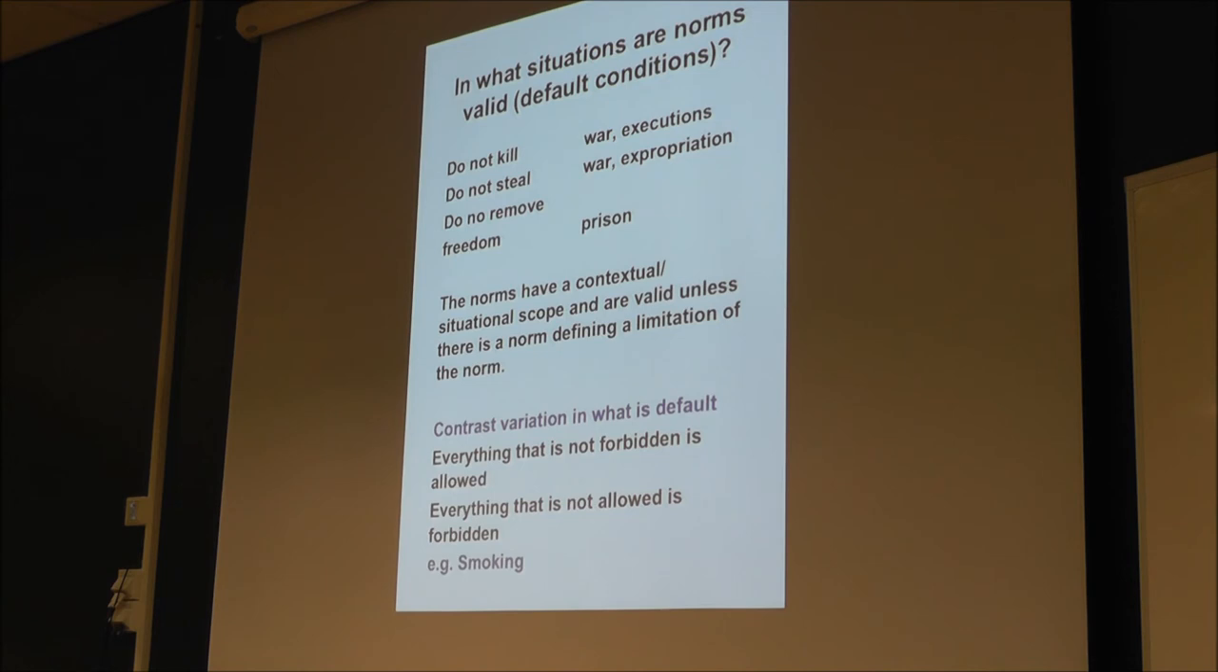When the government decides to take away property from somebody, they say, okay, we have to build a road here. Unfortunately, your property is in the way. We take it. So most nations give governments the power to do that. That's a kind of stealing, you might say. Do not remove freedom. Well, you put people in prisons. That's removing their freedom. So all of these very central ethical norms actually have default conditions. Under some conditions they're valid, and then you find some conditions where they're not valid.